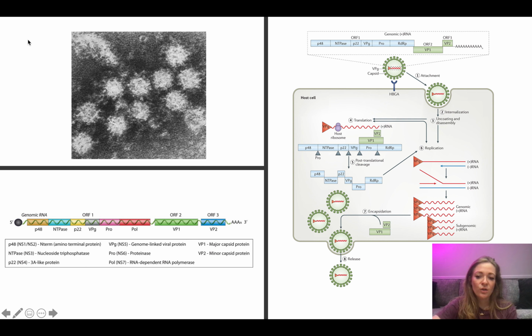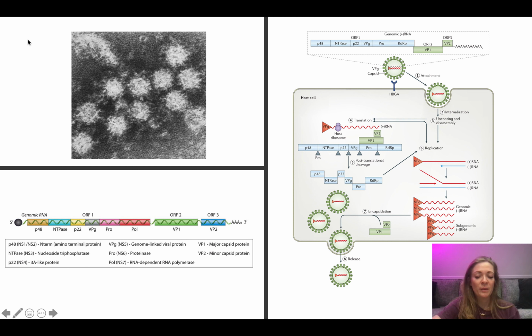The norovirus genome contains 3 open reading frames, encoding for a large non-structural polyprotein made up of 6 proteins, which is ORF1, a major structural protein, VP1, which is ORF2, and a basic structural protein, VP2, which is ORF3.